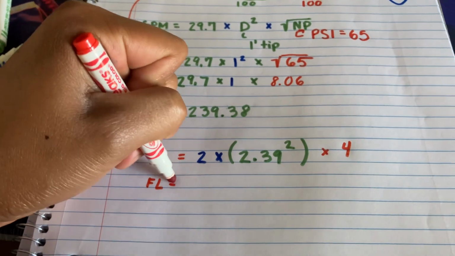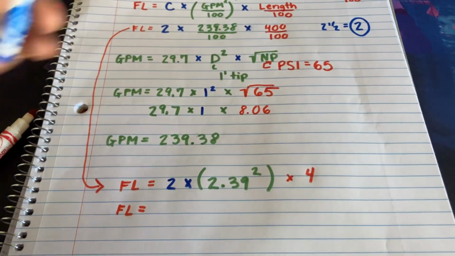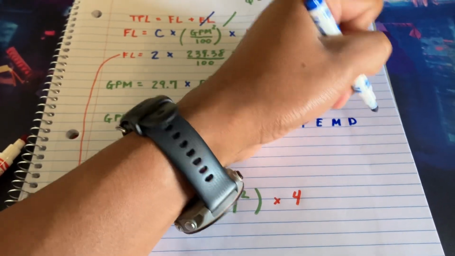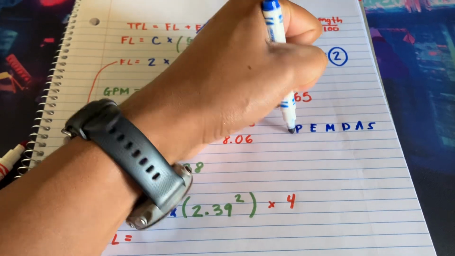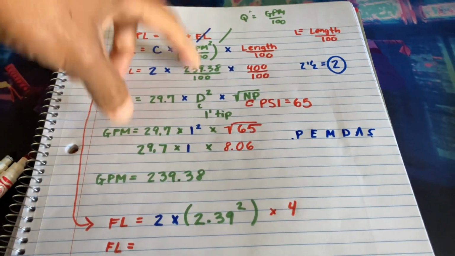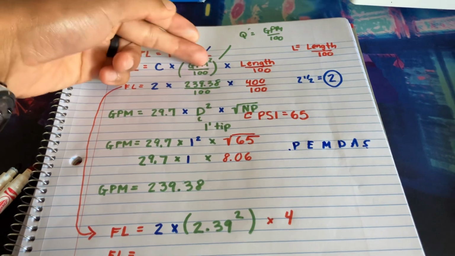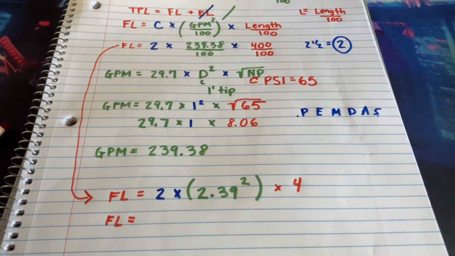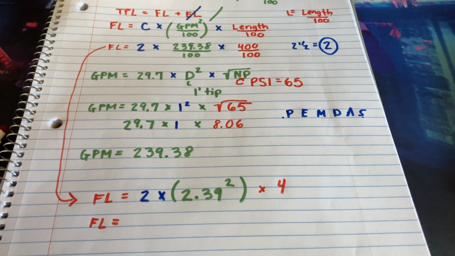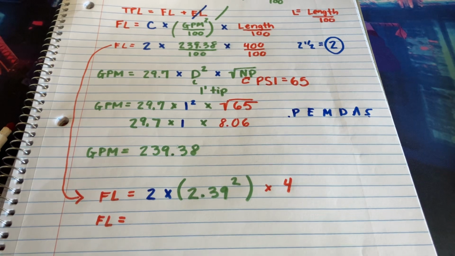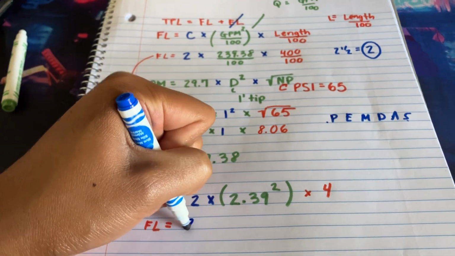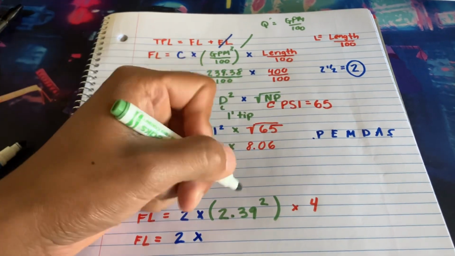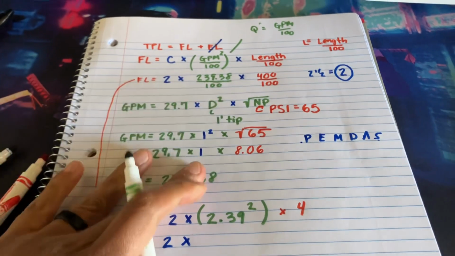Now remember with PEMDAS, if you don't know what PEMDAS is, okay, it's your parentheses, exponents, multiplication, division, addition, and subtraction from left to right. We do what's in the parentheses first, and then we do our exponents, and then we just kind of multiply from left to right, okay? We kind of jumped the gun with the 4, but that's okay. 2, which is our coefficient, times 2.39 squared.